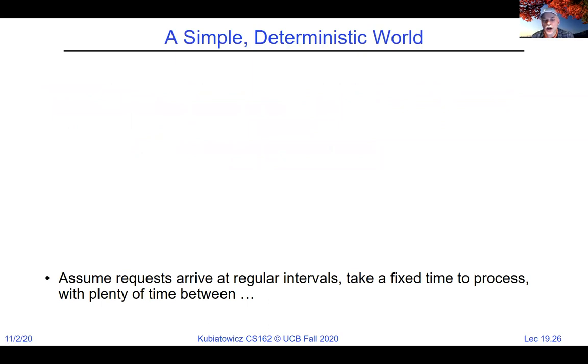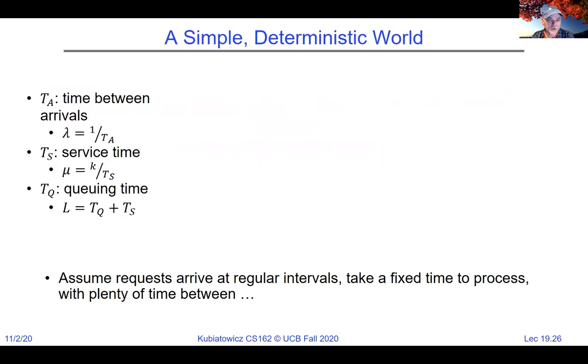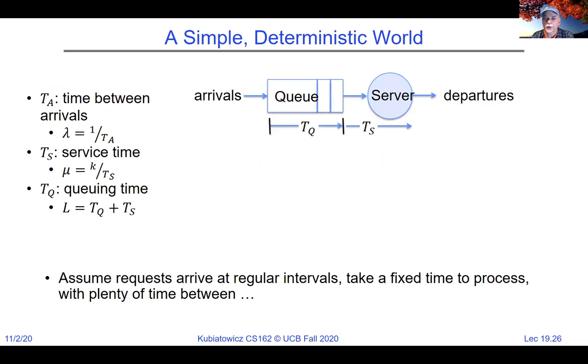So let's talk about a simple deterministic world here. A deterministic world, which unfortunately we don't live in these days, is as follows. We have a queue where arrivals come in, and we have a total of T sub Q time in the queue, and then we have the service time T sub S. And here are some numbers over on the left you can see here.